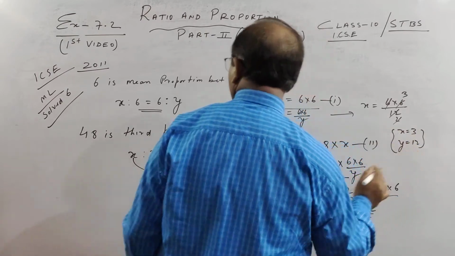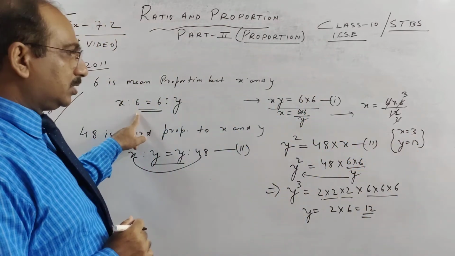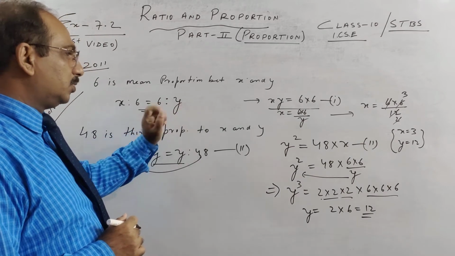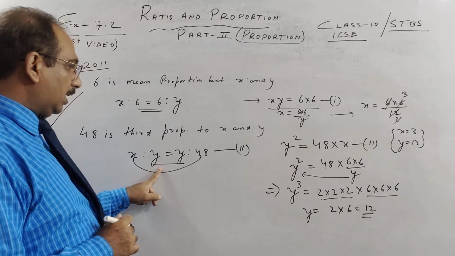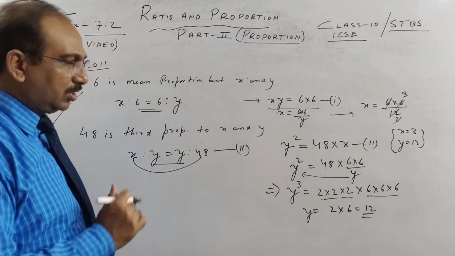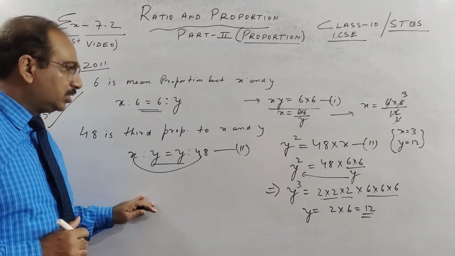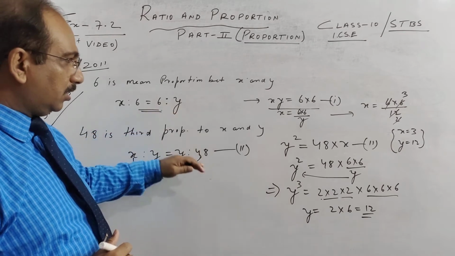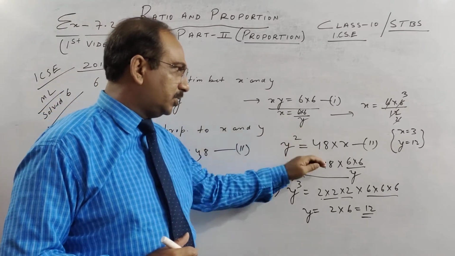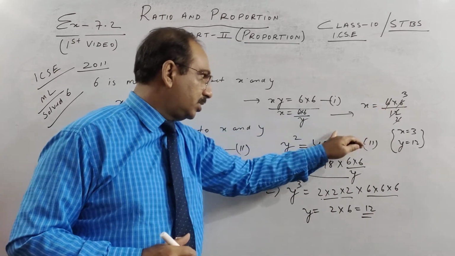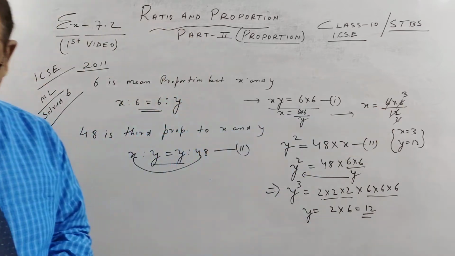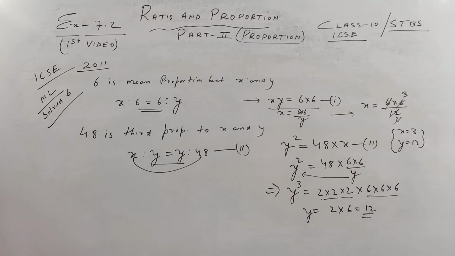Okay, you can verify the answer fast. 3 is to 6 double is 6 is to 12. This is right. Here 3 is to 12 4 times is 12 is to 48. So our answer is right. So once more, from here we got one equation, here we got another equation. We substituted x from 1 and we got y, and y you substitute here and you get x. So please pause the video and copy. Then we go to the next question.